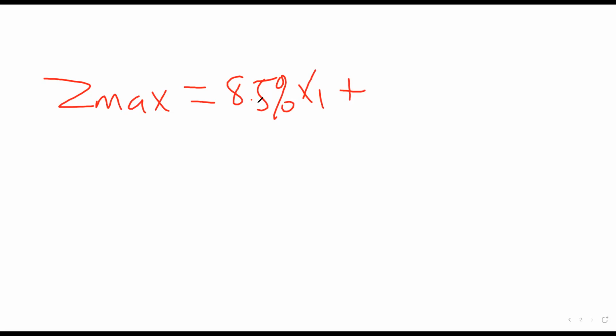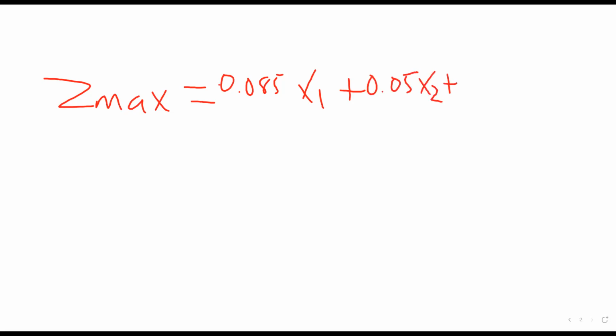Rather, it's supposed to be 0.085. Okay, that one is the best way. It's going to be 0.085 X1. Then you include the other one. The second one was the CDs, which was 5, so you do 0.05 X2.